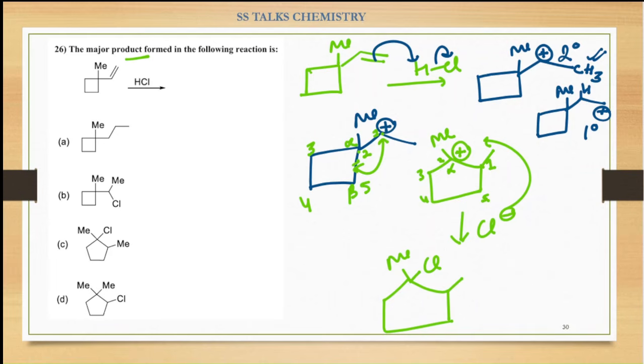Now you can cross-check your answer with your options. In options A and B, a 4-membered ring has been written, so these cannot be your answers. Next is the 5-membered ring.